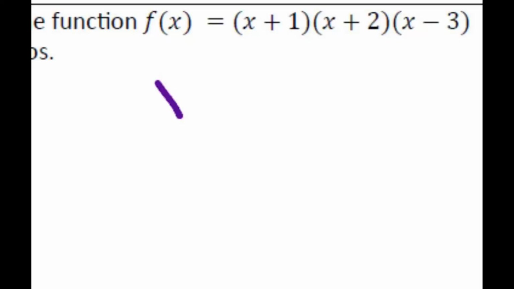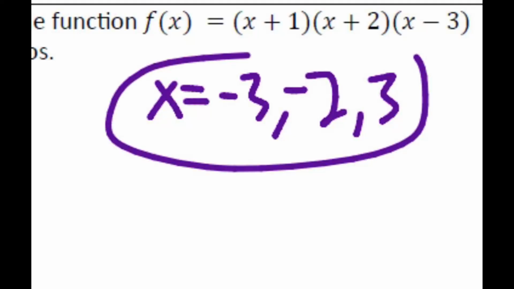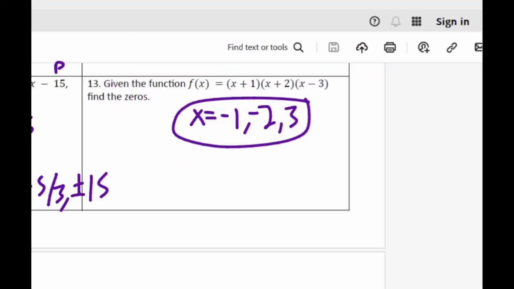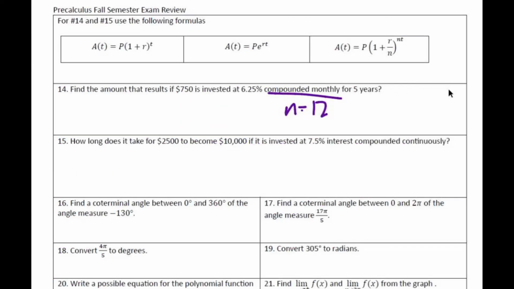Given the function, find the zeros. Looking at the factors. Oops, I don't know why I wrote that. That is not that. Negative 1, negative 2, positive 3. That's from looking at the factors.